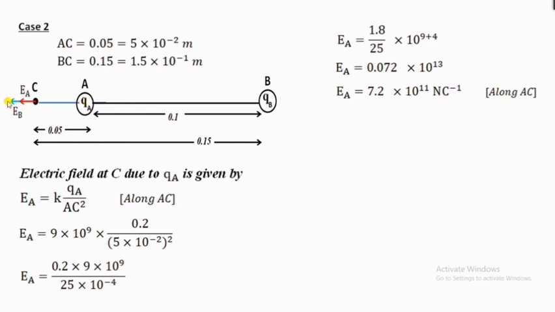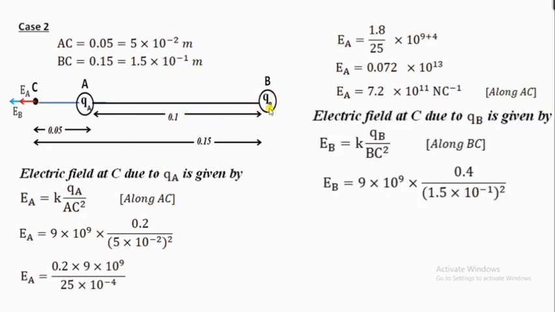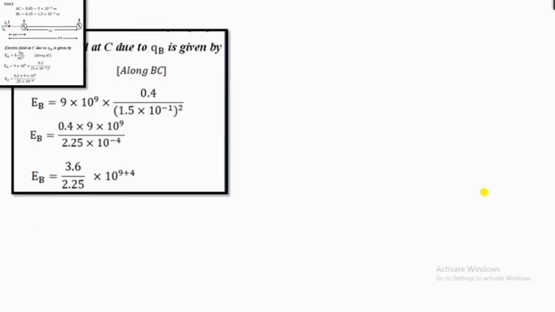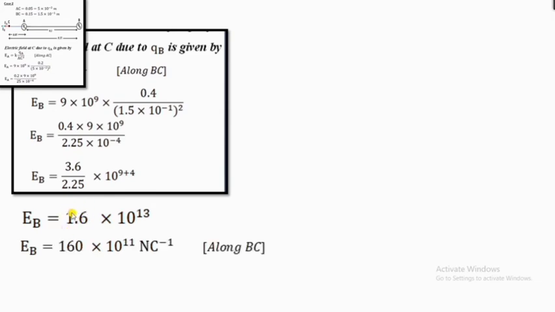Now similarly, electric field at C due to charge QB will be given by this expression. Now when you put the values and solve this, you get this. Now I have to make it 10 to the power 11, so that means I have to take 100 out from here. If you multiply 100 this side, you will get 160.